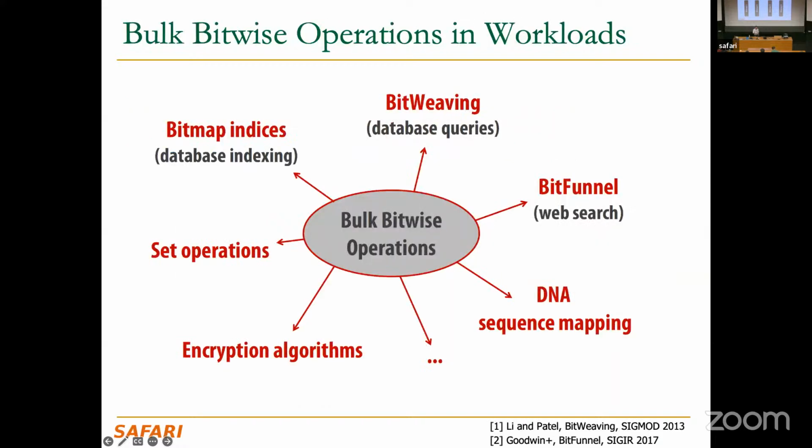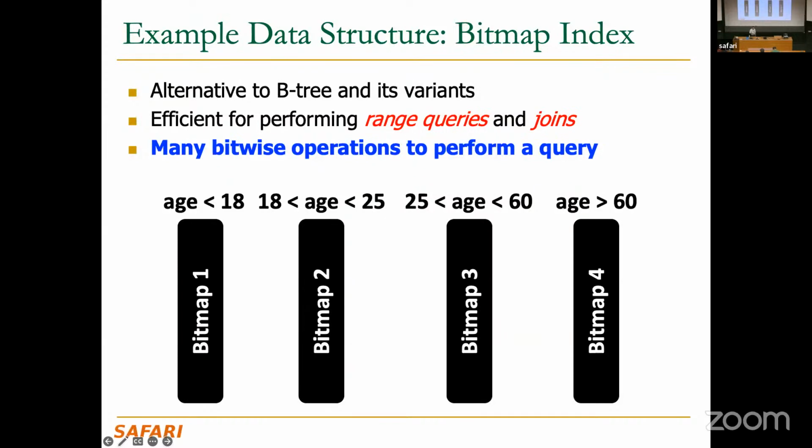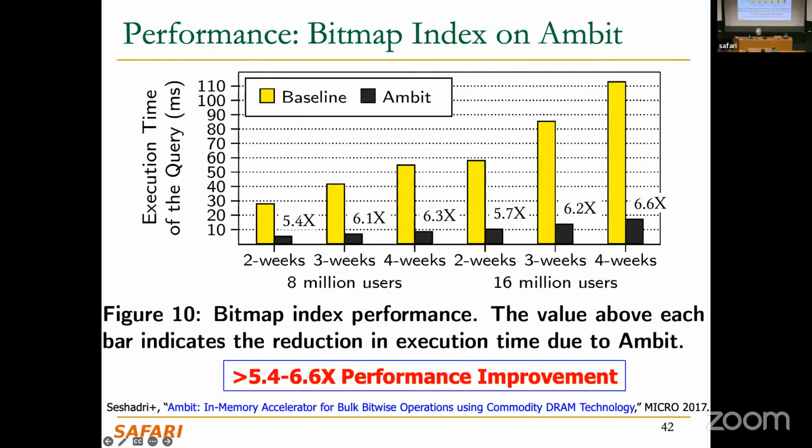So in the embedded paper, we use these bitwise operations to accelerate some key applications, like bitmap index in databases. For example, if you have a database and you want to filter the age of people, we can implement that query using bitwise operations across bitmaps. We implement that and compare it to a baseline CPU system, and you see 5 to 6 times performance improvement.